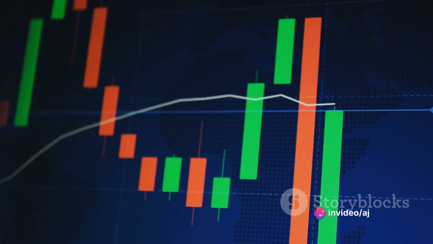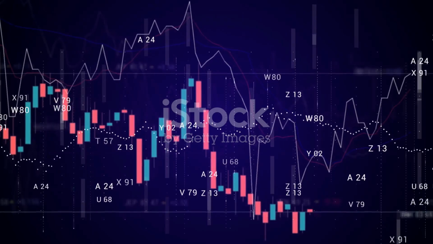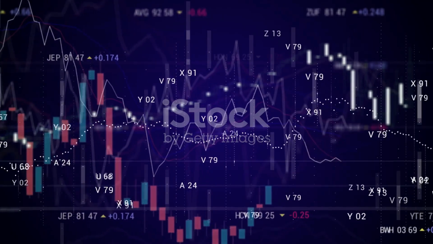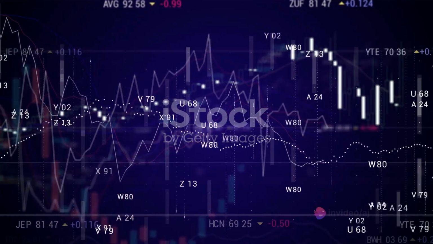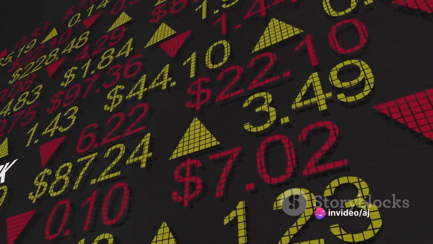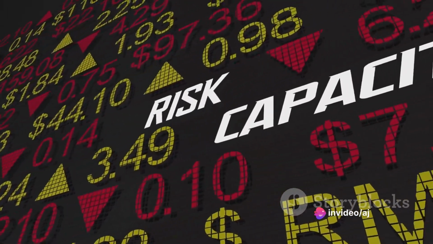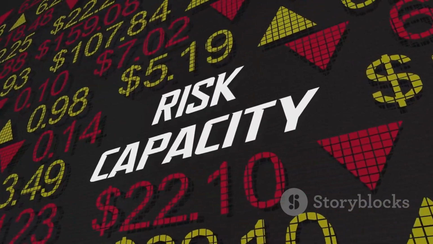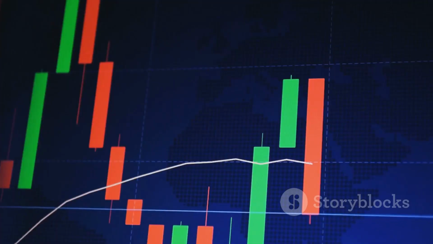Delving into the realm of the stock market, one term that often comes up is volatility. Simply put, volatility is the rate at which the price of a security, in this case a stock, increases or decreases for a set of returns. It's a measure of risk. High volatility means the price of the stock can change dramatically over a short time period in either direction.